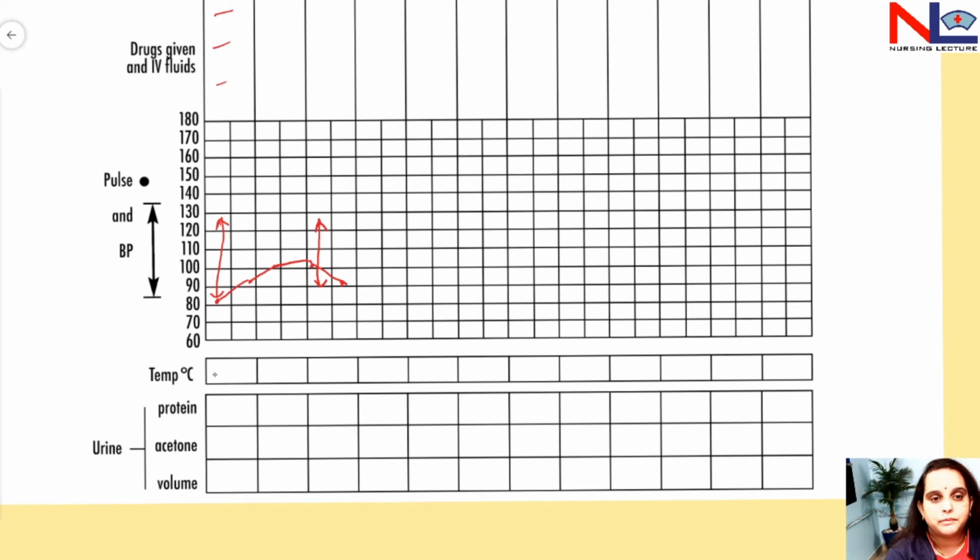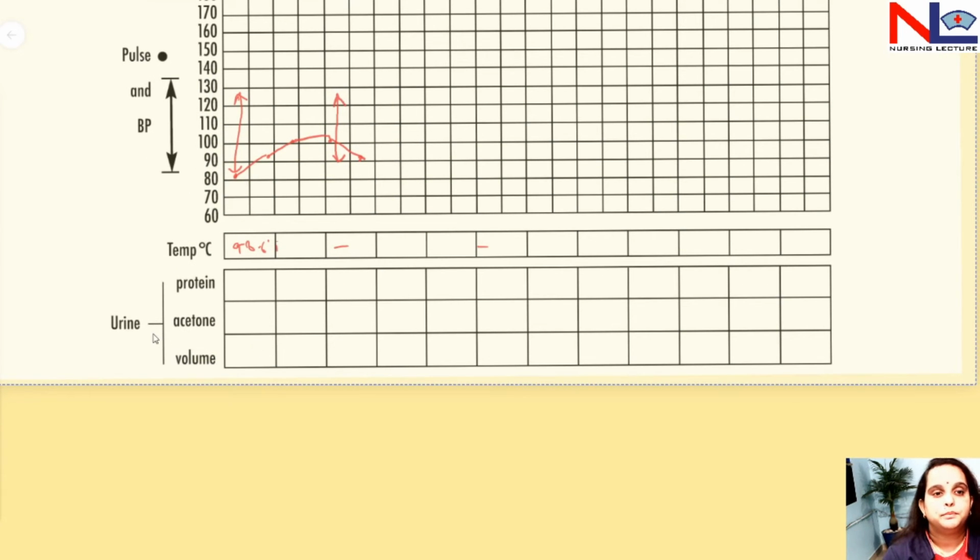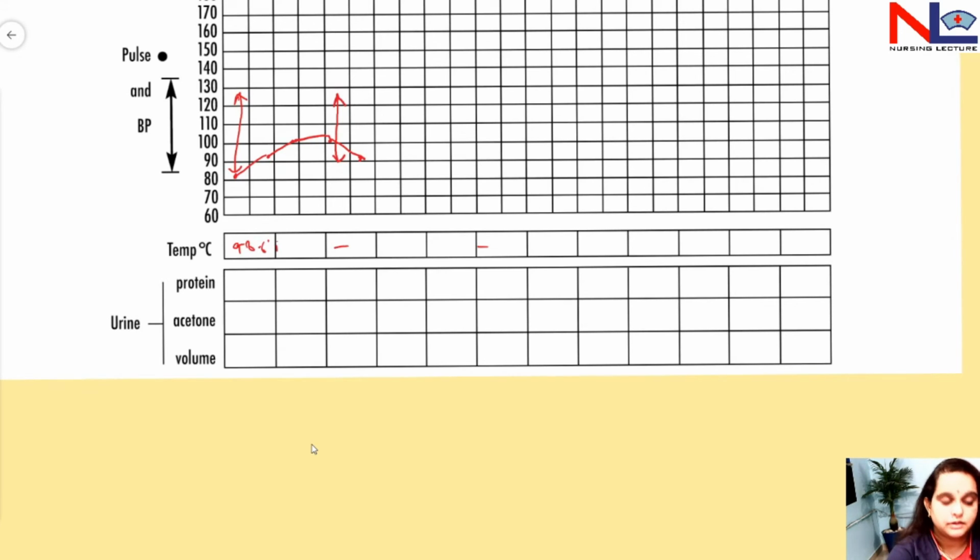And the temperature recording you can do 2 hourly, or you can perform it by 4 hourly duration. So here you can write down the temperature of a woman. And the last comes the urine output. So it is also one of the important parameters.